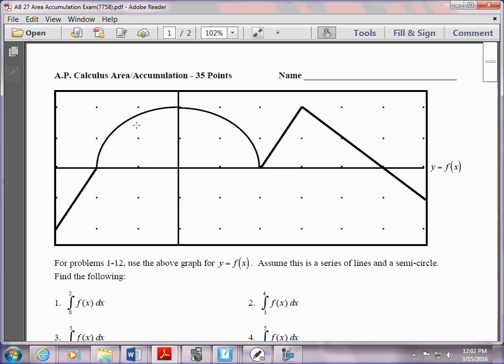Now, I gave you the answers to this homework. It's somewhere there in your notes, on page 3 or something. So you want to check that over.